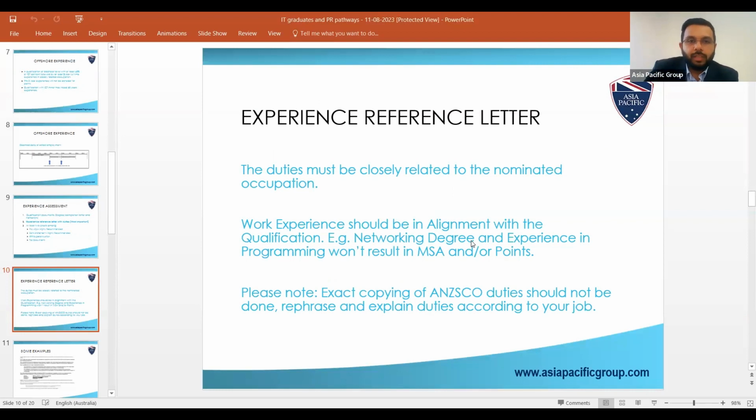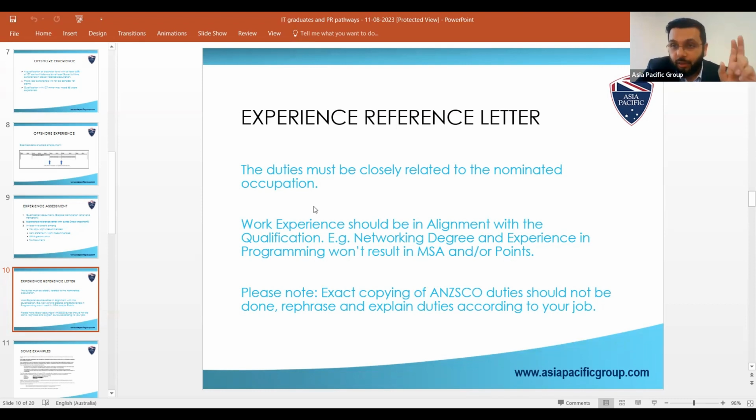Now let's move to the next part: the reference letter. As I mentioned, the duties must be aligned to your nominated occupation. This is a very tricky part, because a lot of skills assessment refusals happen because someone was working a completely different role, but their title was consultant. They are not a business analyst, but they apply as a business analyst, assuming that since their title is consultant, they'll be considered in that occupation. You're not. It all comes down to what your degree is like and what your day-to-day duties are like. So they look at that. Work experience should be aligned with the qualification.